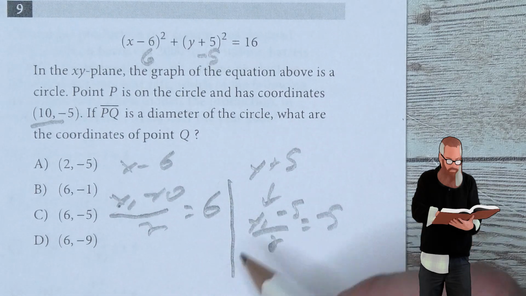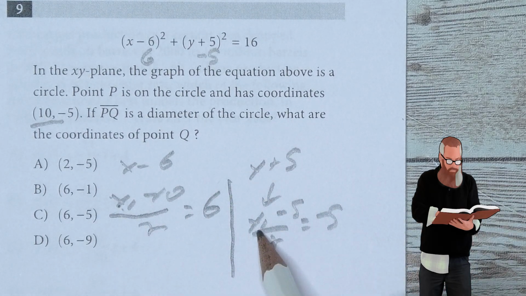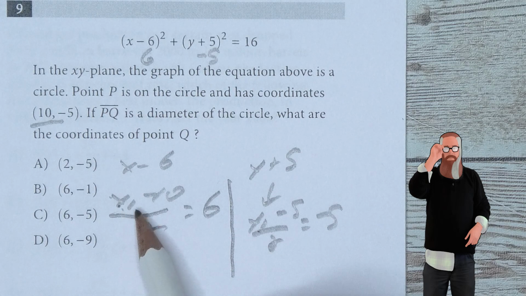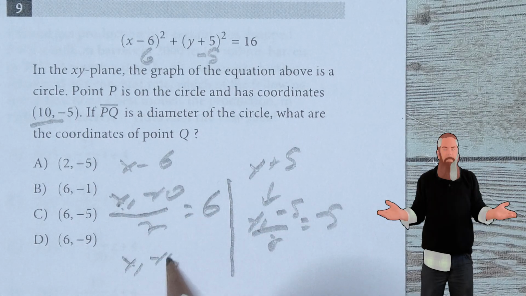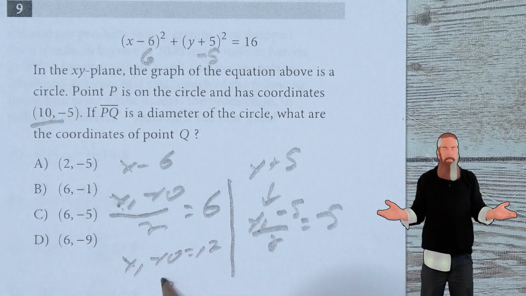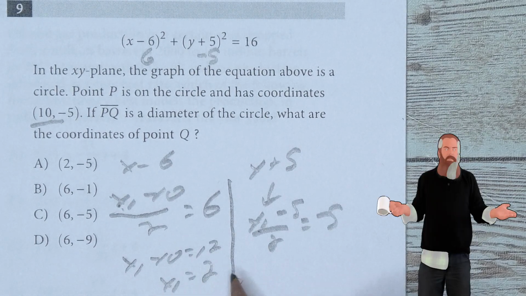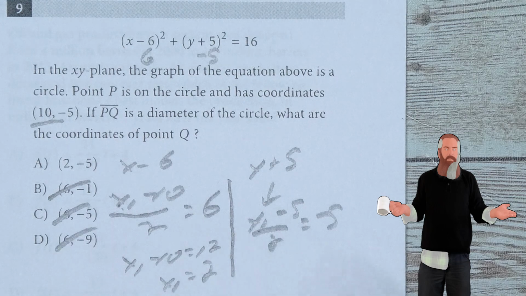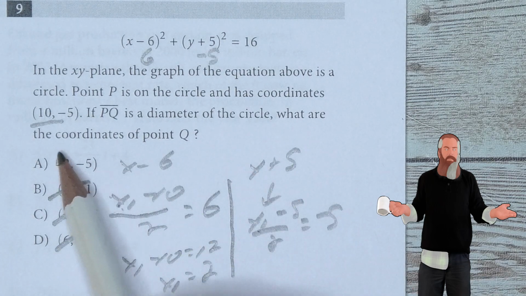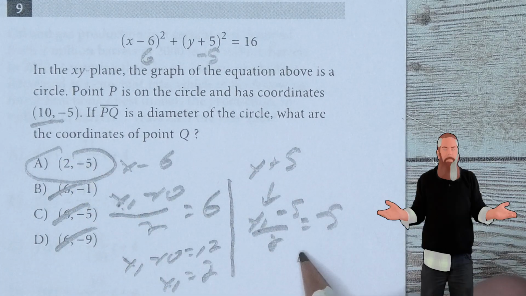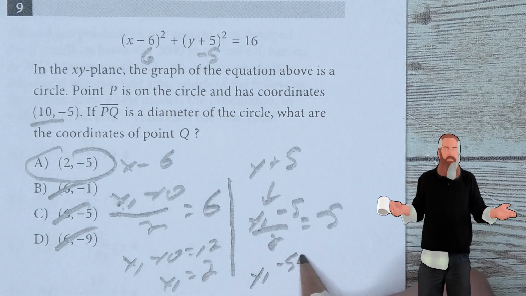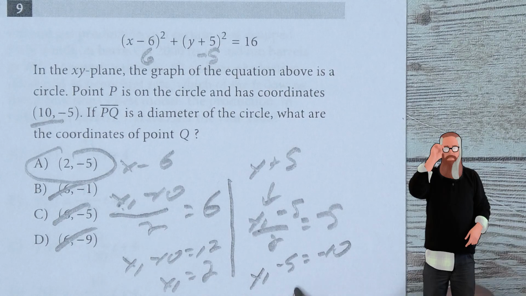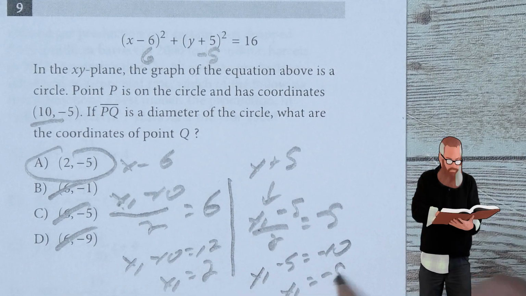So now we have two equations to consider to find x sub 1 and y sub 1. Let's solve for x sub 1 by multiplying both sides by 2, giving us x sub 1 plus 10 is equal to 12, or x sub 1 is equal to 2. Realistically, I have my answer, and that is all done. A is the answer. But if I wanted to check right here, if I multiply both sides by 2, I get y sub 1 plus 5 is negative 10, and y sub 1 is negative 15.